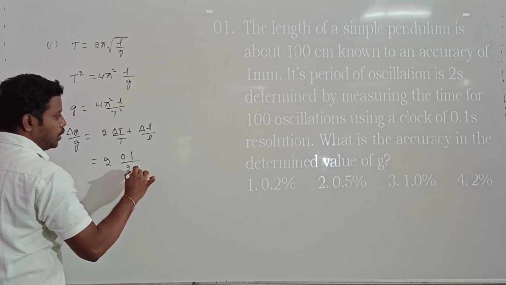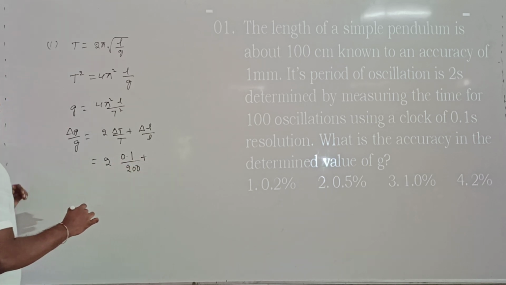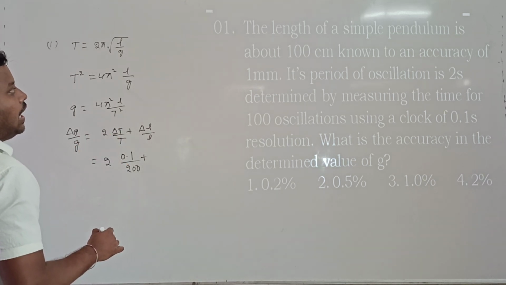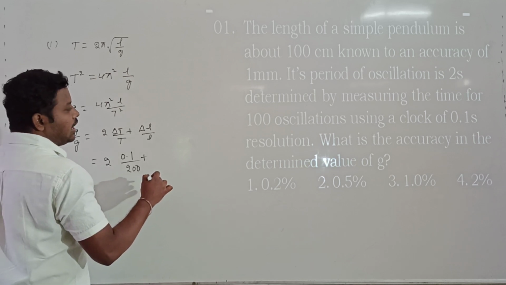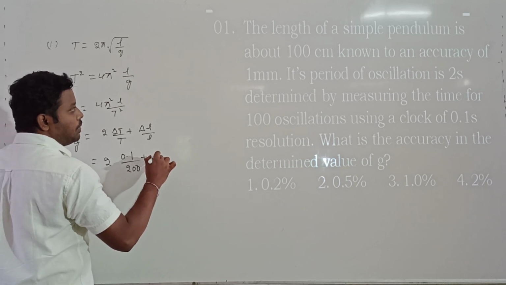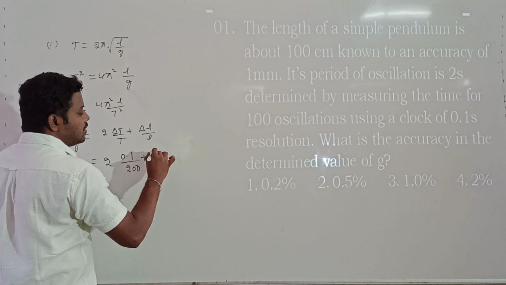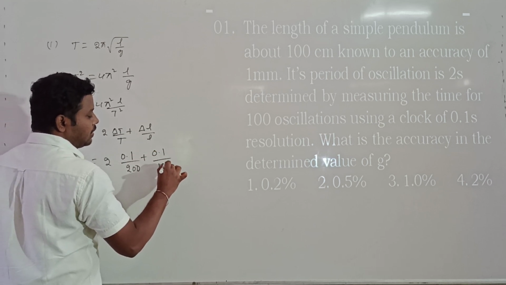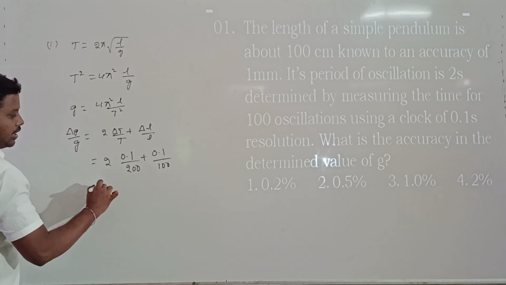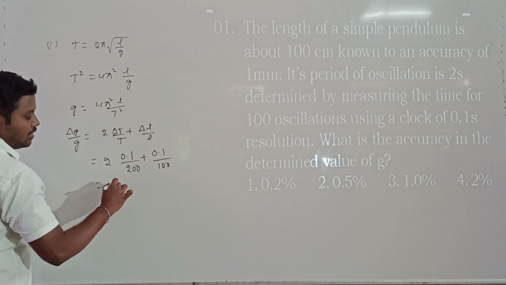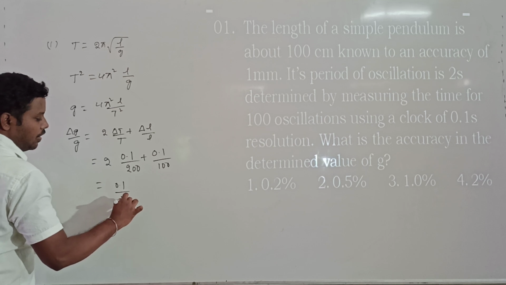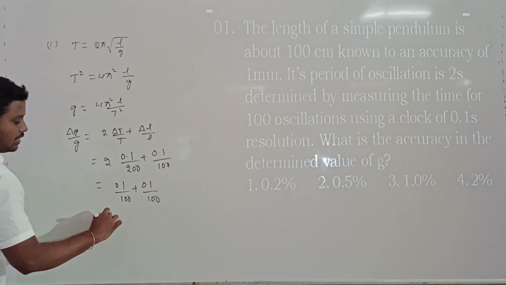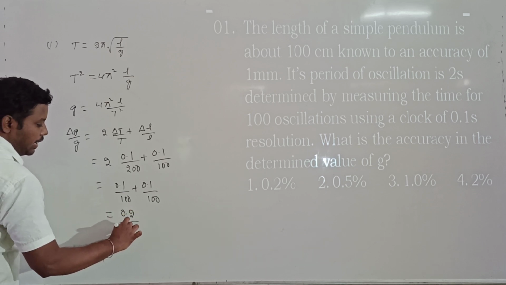Total value given by 200, plus delta L value. So what is the simple pendulum length value given? L is 100 centimeters. Accuracy is 1 mm, so delta L value is 1 mm. 1 mm means I can write it as 0.1 centimeter divided by L value 100 centimeters. Okay, so which is equal to, here the 2 cancels, 0.1 divided by 100 plus 0.1 divided by 100. So what I get as the answer is 0.2 divided by 100.